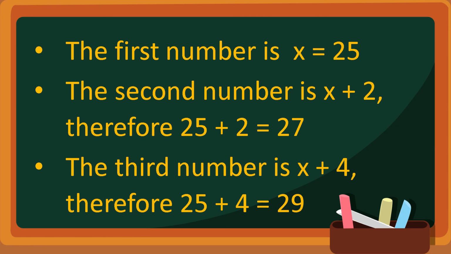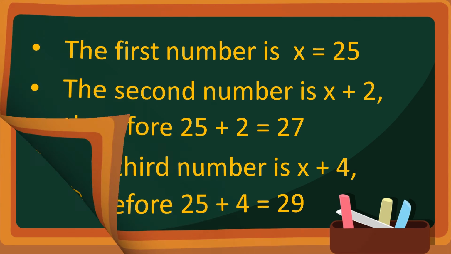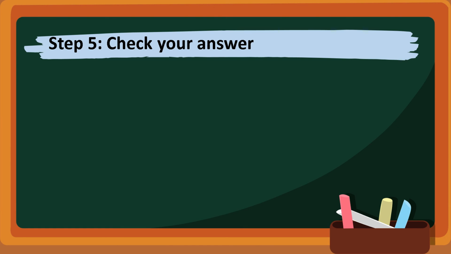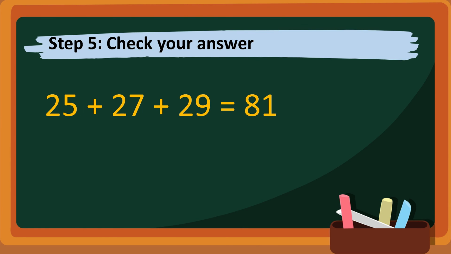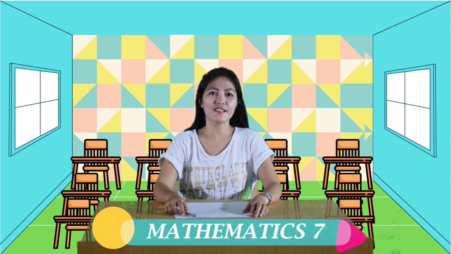The first number is x, which is equal to 25. The second number is x plus 2. Therefore, 25 plus 2 is equal to 27. The third number is x plus 4. Therefore, 25 plus 4 is equal to 29. Step 5. Check your answer. 25 plus 27 plus 29 is equal to 81. Yes, I'm done with learning task 1.